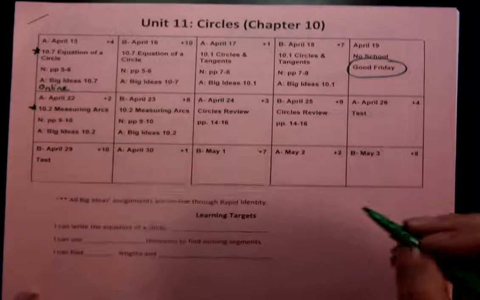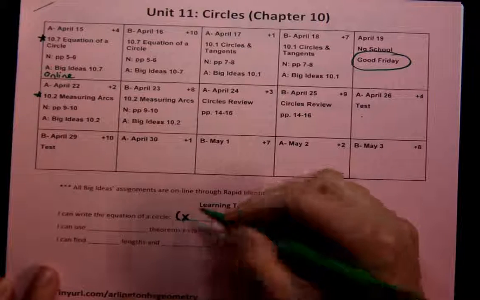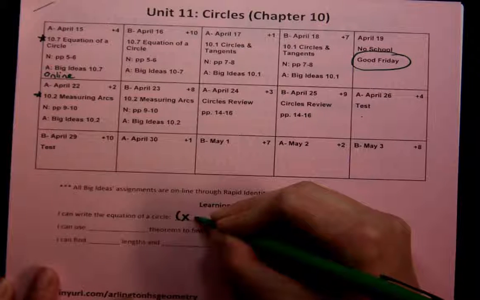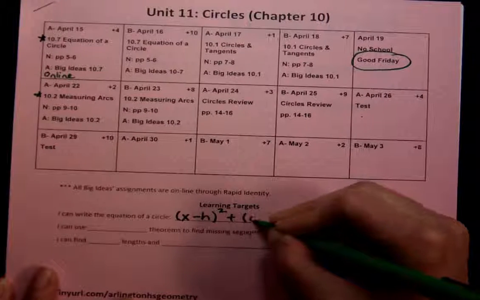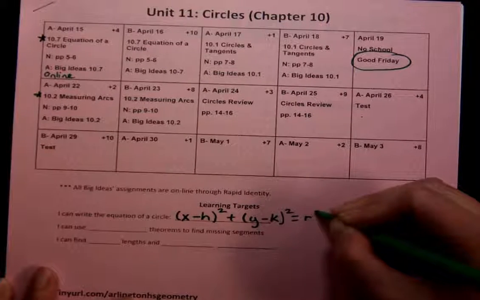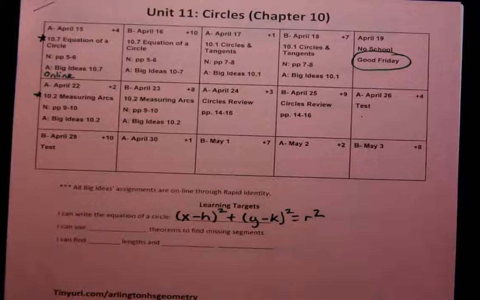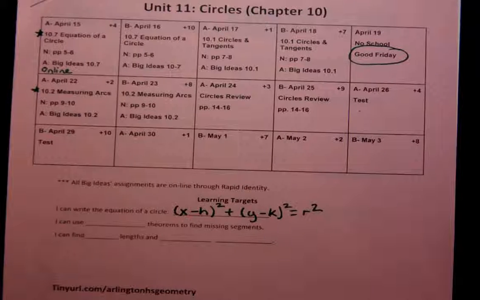All right, today we're learning how to write the equation of a circle, which is this. So write this down. It's (x minus h) squared plus (y minus k) squared equals r squared. So when you have that, flip on over to our first page of notes, which starts on page 5.